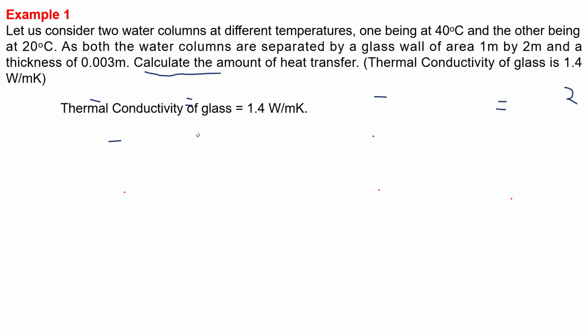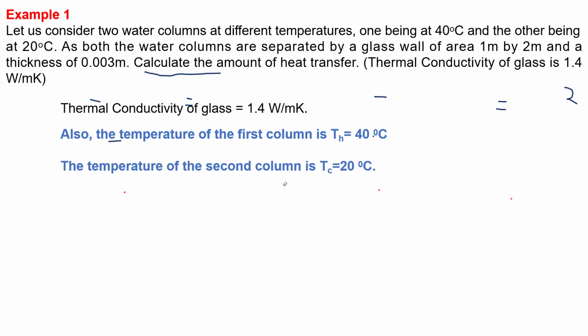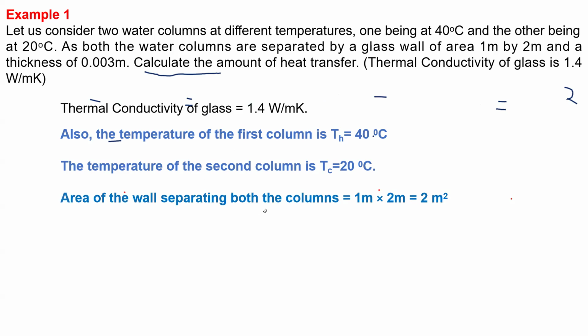So let's see here. You see the thermal conductivity of glass is 1.4. And then we can see that the first temperature of the column, that is the hot one, is 40 degrees centigrade. And then the temperature of the second column is 20, which is the cooled one. And then the area of the wall separating both the columns is 2 meters square, as I calculated. Then this is the formula, and then this is how we have the values. So we substituted them.